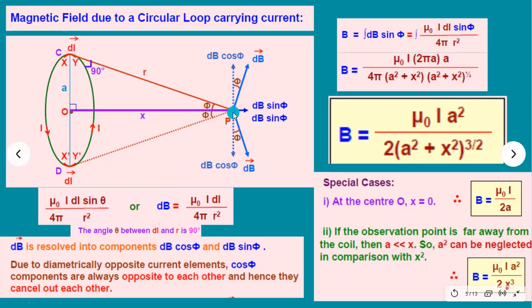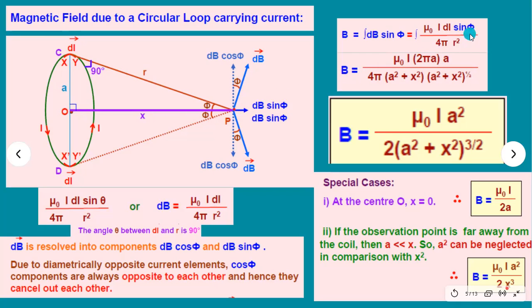So the magnetic field at this point by right hand thumb rule can be found to be in this direction due to that current element dl. Due to a current element here, the magnetic field is found to be dB in this direction. So due to the diametrically opposite current element, the dB cos phi components get cancelled when we resolve both the dBs into their respective components. So the total magnetic field B will be equal to integral dB sine phi, and sine phi is equal to a divided by R, which is root of a square plus x square.